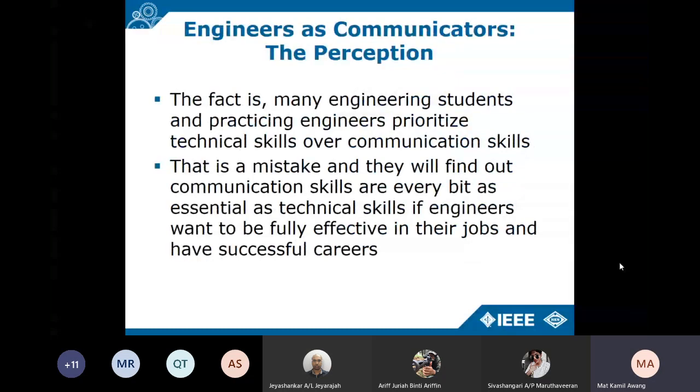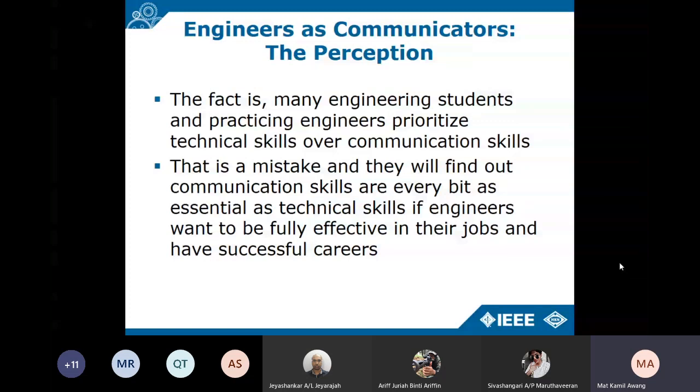So engineers as communicators, this is the perception. The fact is many engineering students and practicing engineers prioritize technical skills over communication skills. We always focus on being good engineers technically. We want to be the technical go-to in the organization or in the project. We want people to recognize us on the technical skills. This is actually a mistake, and you will find out that communication skills are every bit as essential as technical skills if you want to be fully effective in your job and to have a successful career.